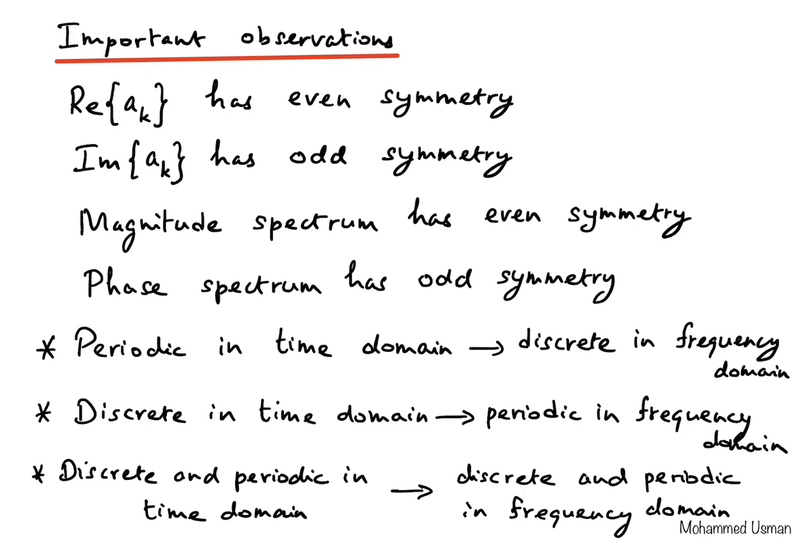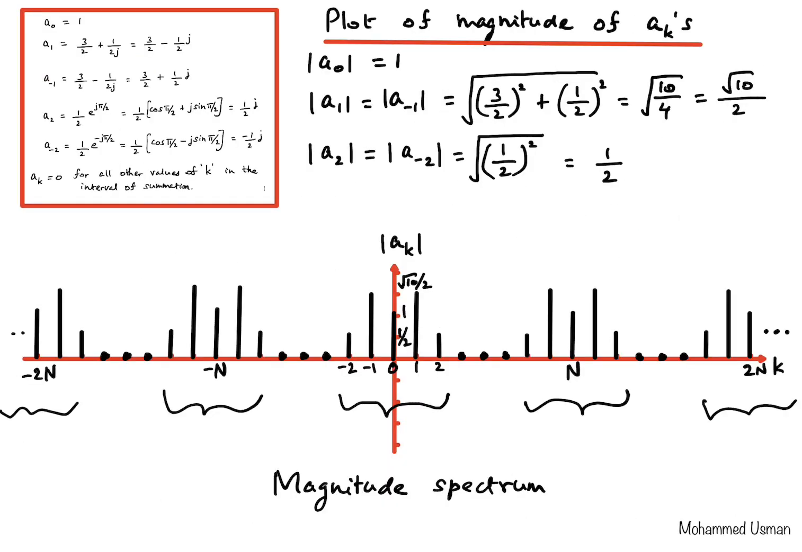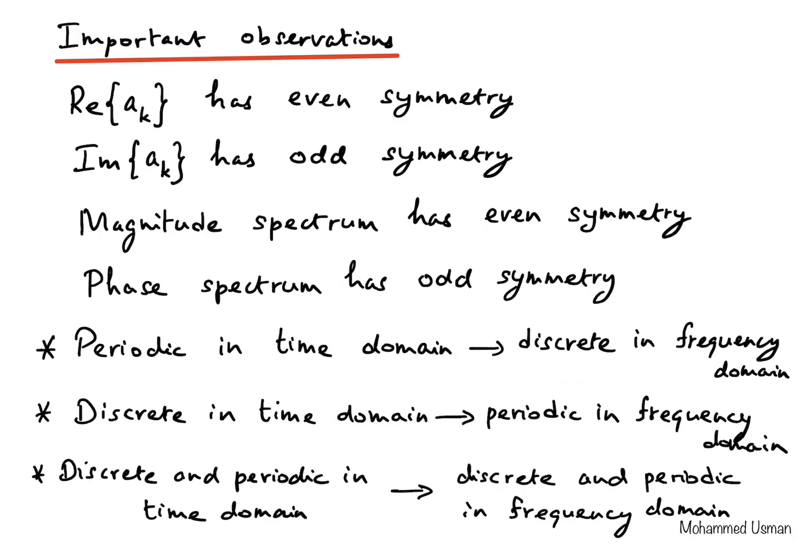And next, if you look at the magnitude spectrum, it also has even symmetry. You see, the right side of the plot is a mirror image of the left side, and vice versa. So what we have at a_1, we have at a_minus 1. What is at a_2 is also available at a_minus 2. About the vertical axis, it's a mirror image. So the magnitude spectrum has even symmetry. So that's our observation here.